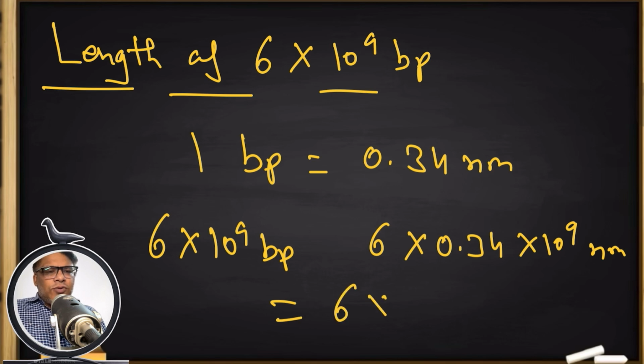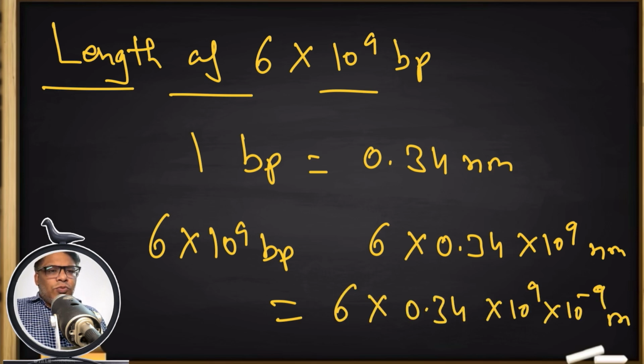And if you solve this, it will come out as 6 into 0.34, times 10 to the power 9. We convert nanometer into meter, so it is 10 to the power minus 9. Both will get cancelled, and if you solve this, it will be 6 into 0.34. So it is 2.04 meter.